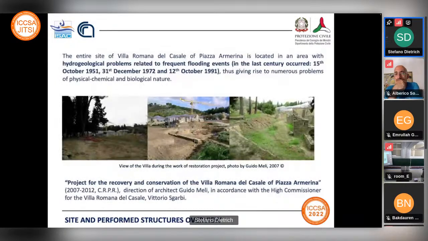From what has been said so far, it's clear that the location of the Villa Romana del Casale in Piazza Armerina is very unfavorable. The hydrological problems related to frequent flooding events that we mentioned in the previous slide have always given rise to numerous physical, chemical, and biological problems. All these gave strong motivation to start the project for the recovery and conservation of the Villa Romana del Casale in Piazza Armerina, directed by architect Guido Meli, one of the co-authors, in agreement with the High Commissioner for the Villa Romana del Casale, Vittorio Sgarbi.